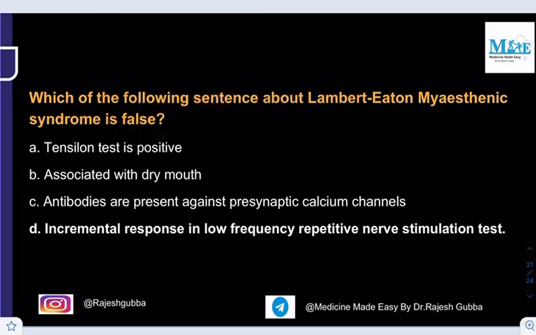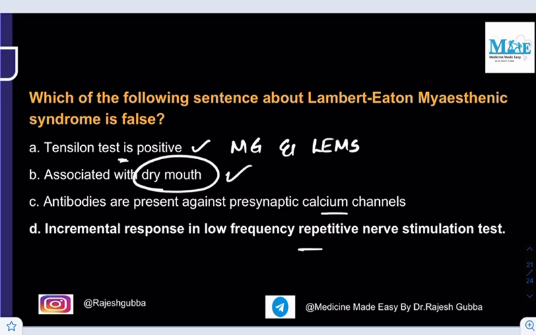Then the last question. Which of the following sentences about Lambert-Eaton myasthenic syndrome is false? Tensilon test is positive, associated with dry mouth. Antibodies are present against the presynaptic calcium channels. Incremental response with low frequency repetitive nerve stimulation. Now, the Tensilon test is positive in both myasthenia gravis as well as Lambert-Eaton myasthenic syndrome. And these patients also have autonomic manifestations in the form of dry mouth.